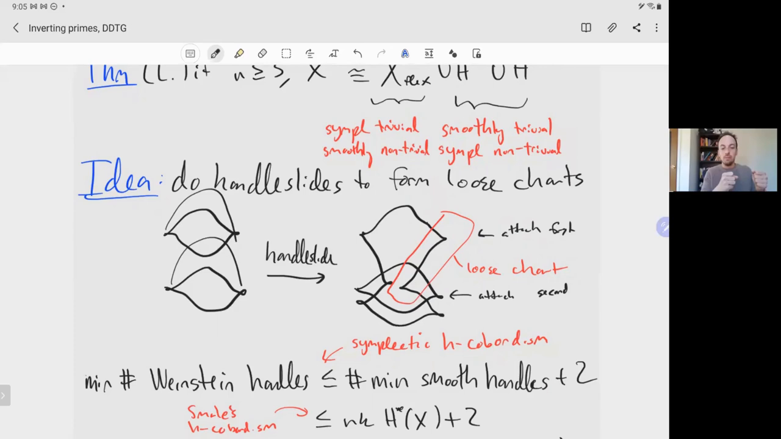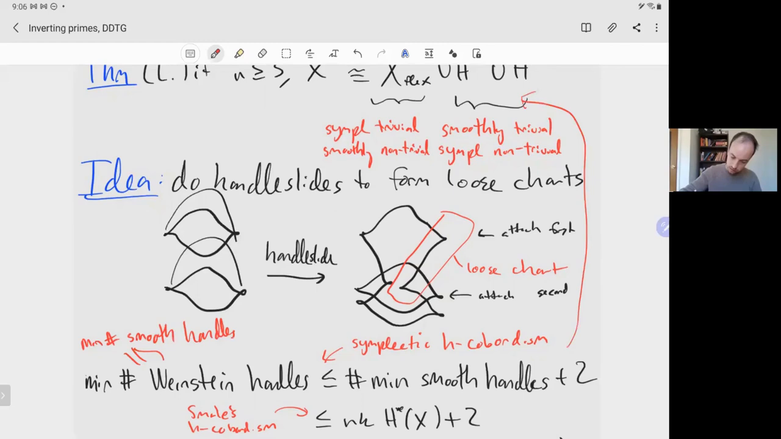Remember, I can create handles, I can cancel handles, and then I can do all these handle slides. What is the minimum number of handles I can get? Well, the minimum number of Weinstein handles is definitely at most the minimum number of smooth handles. But this result up here shows that in fact, the minimum number of Weinstein handles is at most the minimum number of smooth handles plus 2. This is the result that I gave before, because for a flexible domain, the minimum number of Weinstein handles is equal to the minimum number of smooth handles by the h-principle, but then you need 2 more handles kind of coming from the smoothly trivial cobordism.